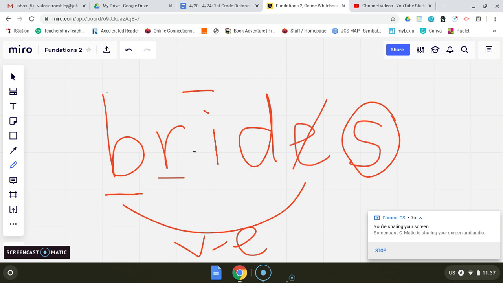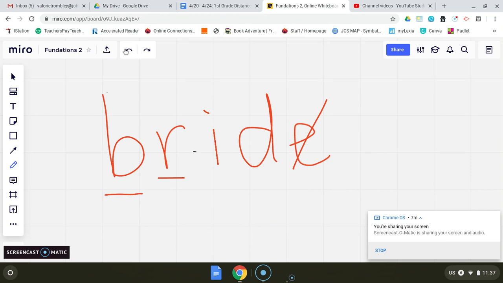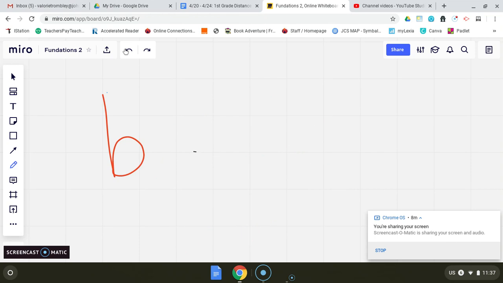All right, we are going to move on to trick words. We do have 4 trick words today. Our first trick word is where. Where. Go ahead and write that down. Do the best you can. I know it's hard without the word wall.